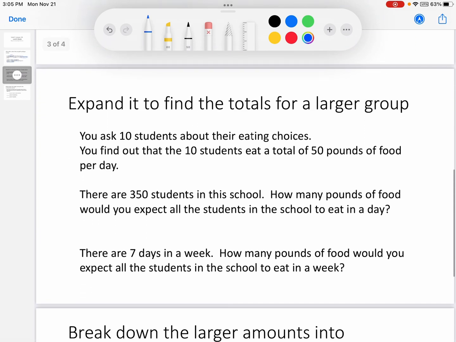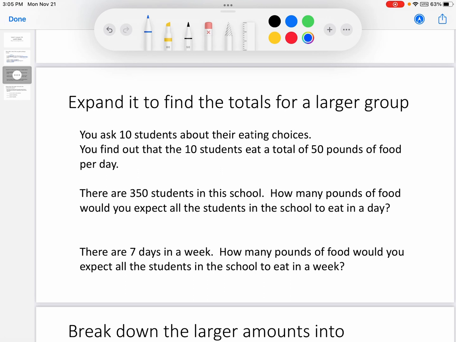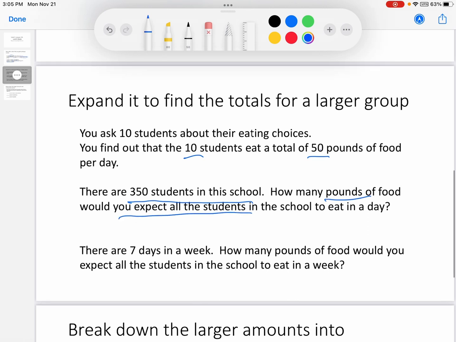So now we're going to expand this for a larger group. We know what 10 students are. There are 350 students in the school. 10 students have 50 pounds. How many pounds for all the students? Well, we're going from 50 to 350, and 350 divided by 50 is 7, so we are multiplying by 10. Oops, I just made a mistake. Let's fix that. So it's 350 students divided by 10 students. That means we are multiplying by 35.